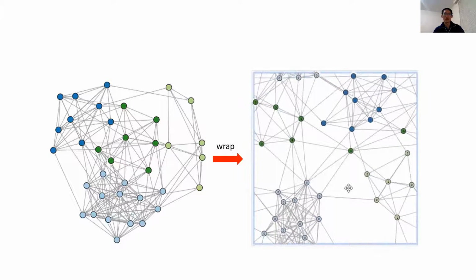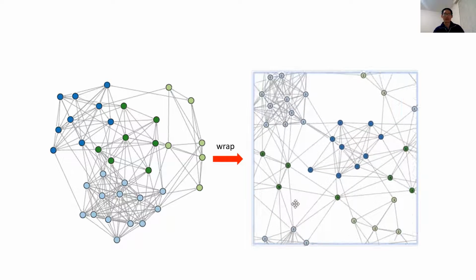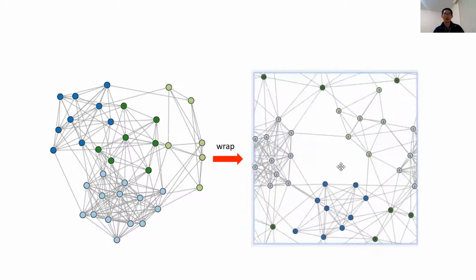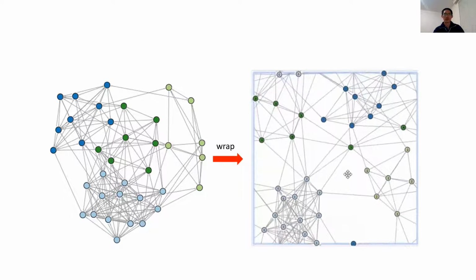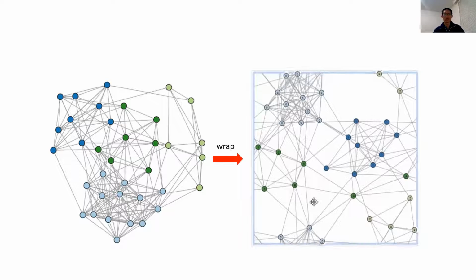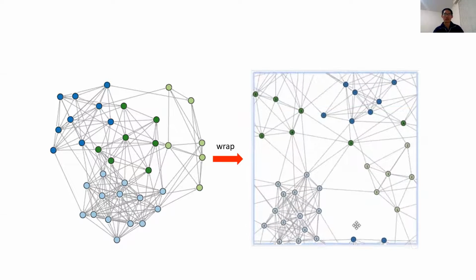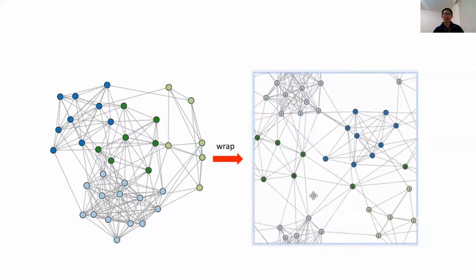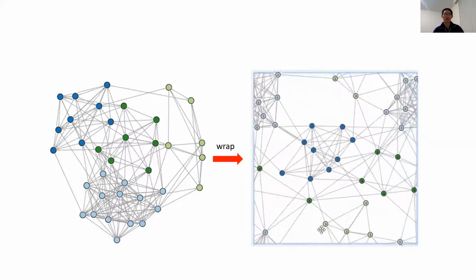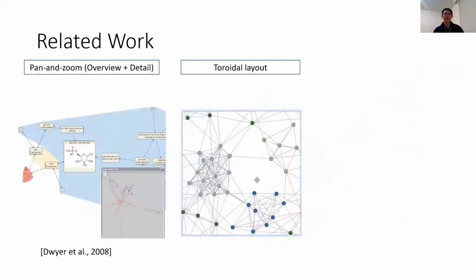Such torus layout diagram supports interactive panning. For example, when a user pans the diagram vertically, the network wraps around from top to bottom and vice versa. When the user pans the diagram horizontally, the network wraps around from left to right and vice versa.